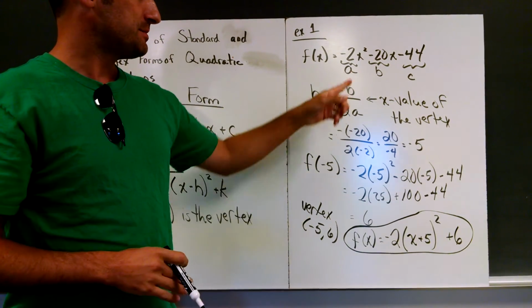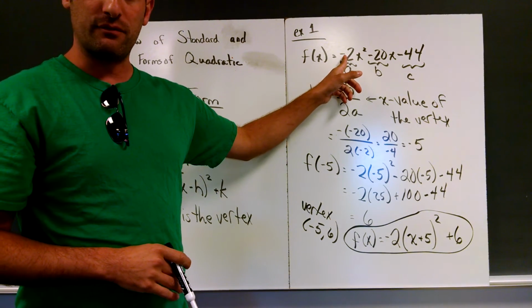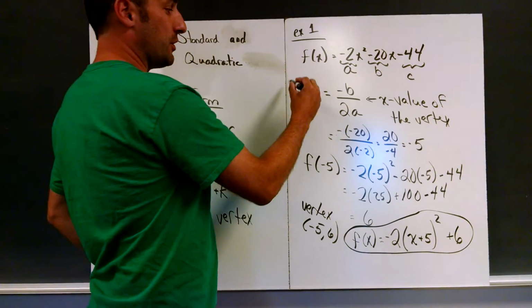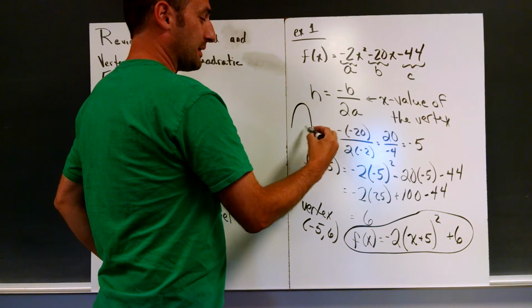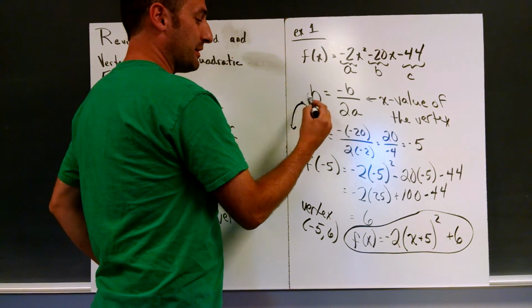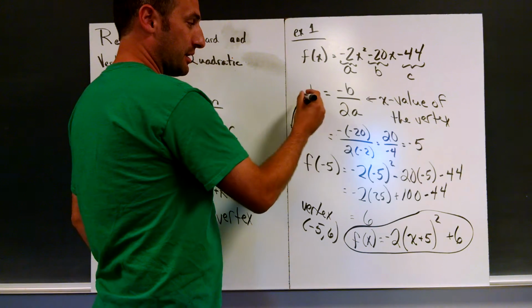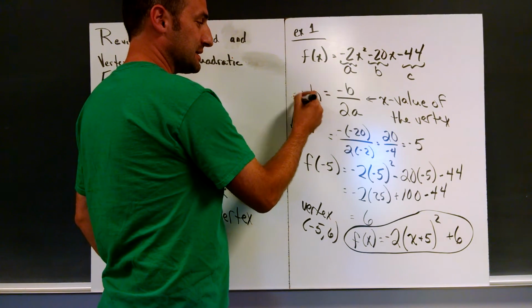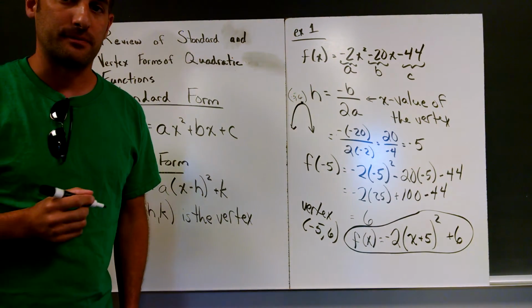What I'd like you to notice on this, because it had a negative leading coefficient, this would be a parabola that's going to open downward, like that. And we would know that that point right there is the vertex. And since we know that right there, that's -5, 6. And that's where that would be.